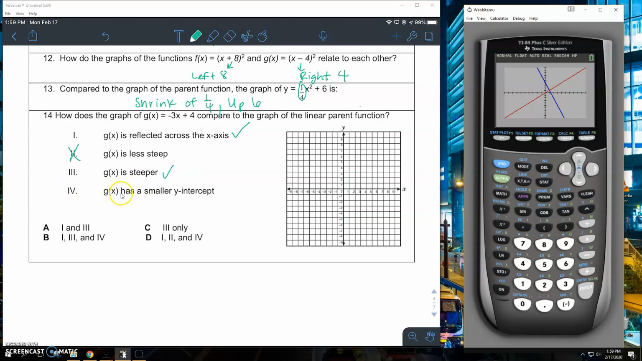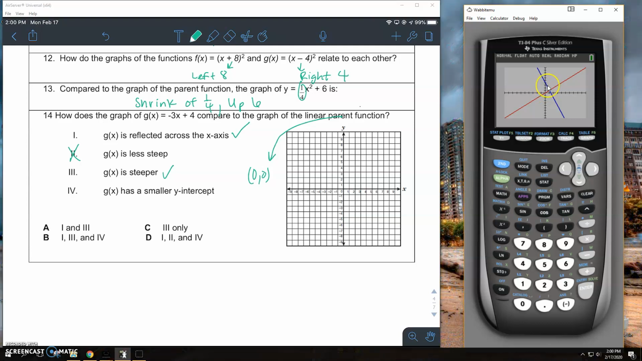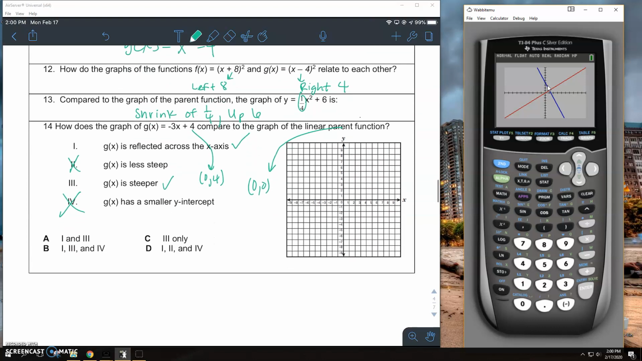And number 4 says it has a smaller y-intercept. Well, the y-intercept for the parent function is 0, 0. So unless this has a number that's smaller than 0, that's not true. Looking at my blue one, this has a y-intercept of 1, 2, 3, a y-intercept of 4. So no, it's not smaller. It's actually greater. So the only things that it could be are 1 and 3, which is A.